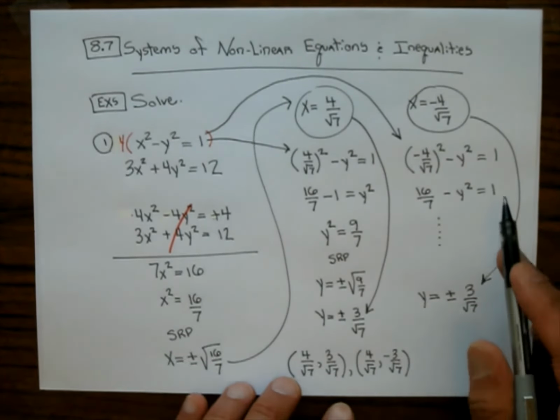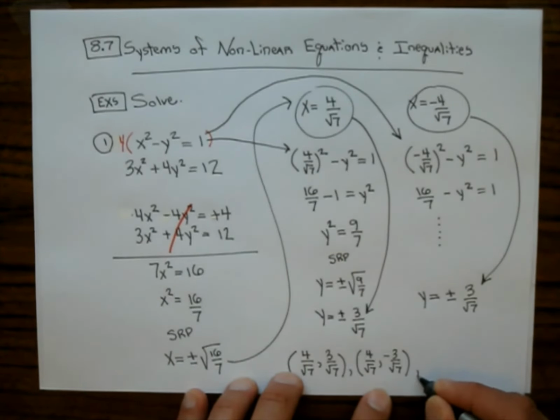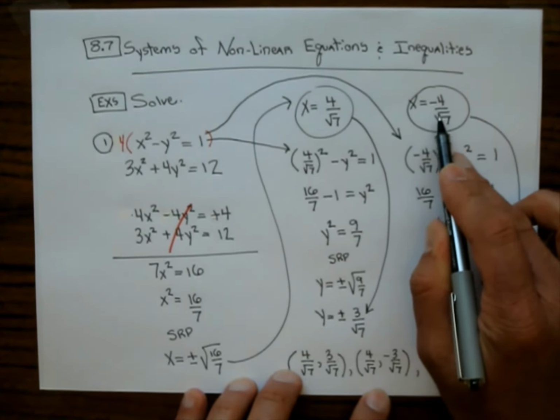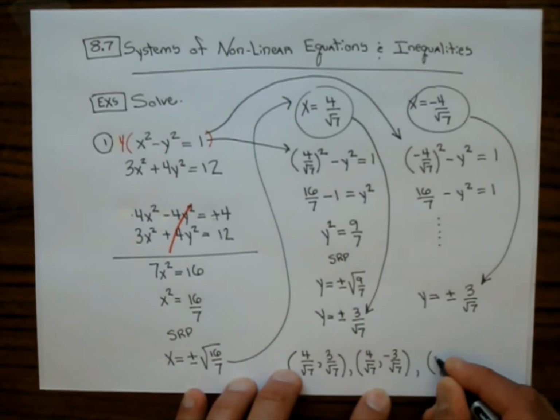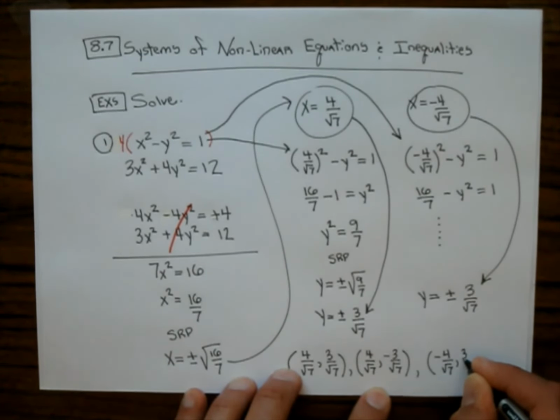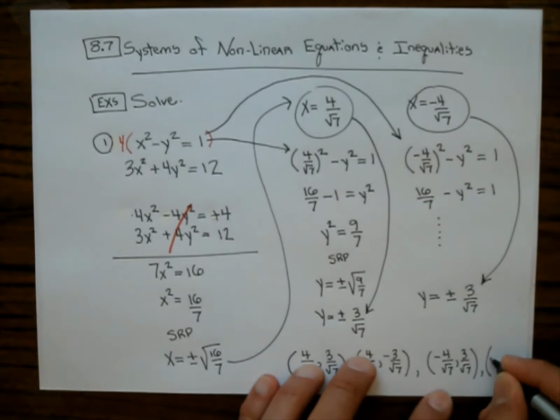And now I've got 2 more points. 2 more points being the x value being negative 4 over root 7, comma, 3 over root 7. And then the next point being negative 4 over root 7, negative 3 over root 7. Whew.